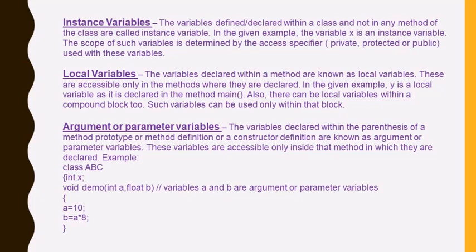So the variables declared within the parenthesis of a method prototype or method definition or a constructor definition are known as argument or parameter variables. These variables are accessible only inside that method in which they are declared. Please learn the definitions of all these types of variables. The argument or parameter variables will be explained in detail when we do the chapter on functions.